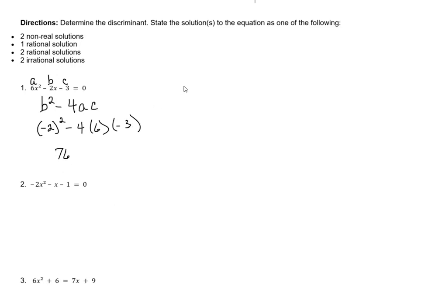Now I like to write out what I'm supposed to be thinking about. Now, I don't really care about the -b in the quadratic formula right now, and I don't care about the denominator of 2a. I don't need to do that part. What I want to concentrate on is this square root of 76. That is going to tell me what type of answer that I have.